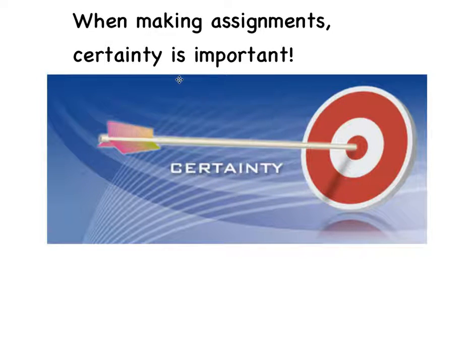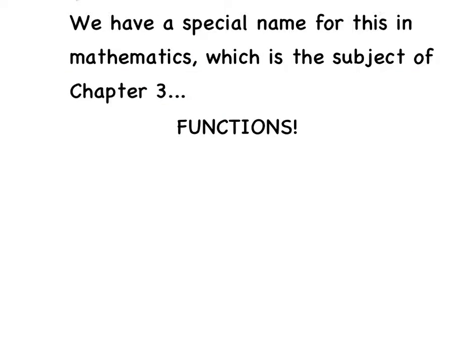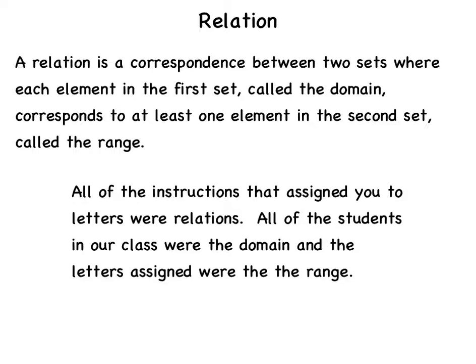So when you are making assignments, certainty is important. We have a special name for this in mathematics, and that is the subject of Chapter 3, functions. First, let's define a relation before we talk about functions. A function is a special kind of relation. A relation is the correspondence between 2 sets where each element in the first set, called the domain, corresponds to at least one element in the second set, called the range.